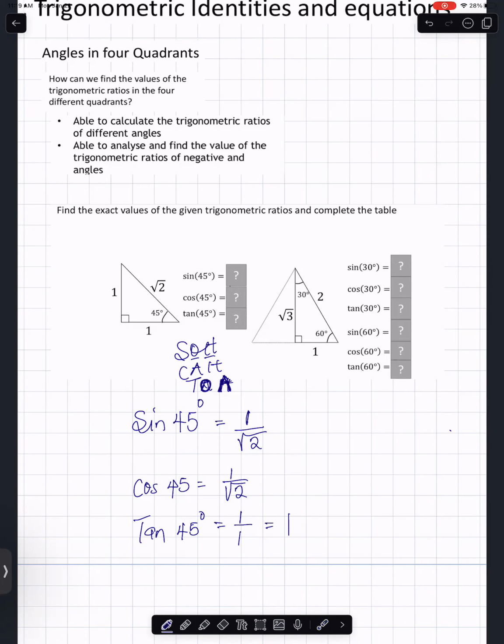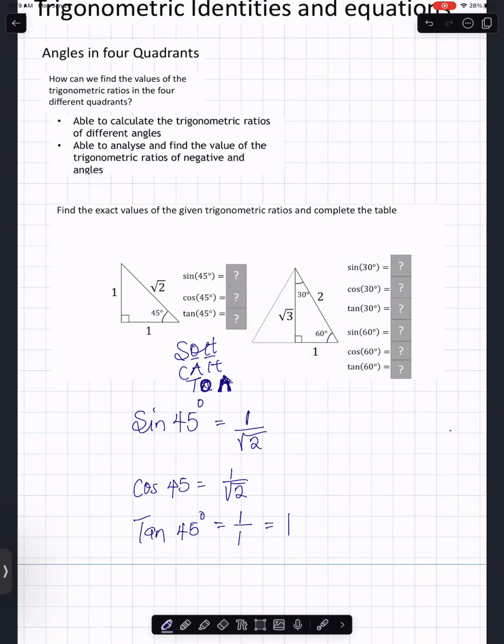Then we move to the second triangle, which is an equilateral triangle. On this angle here, I have 60 degrees, but the 60 here is divided into 30 and 30 degrees. For an equilateral triangle, you know all sides are equal. Here is 2, here is 2, and here is 1. So you can choose any part of this in order to find your trigonometric ratio.